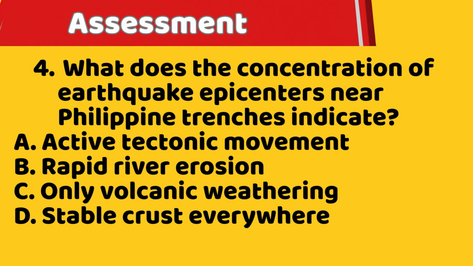A. Active tectonic movement. B. Rapid river erosion. C. Only volcanic weathering. Or D. Stable crust everywhere.